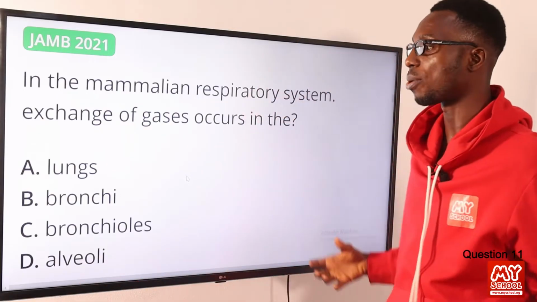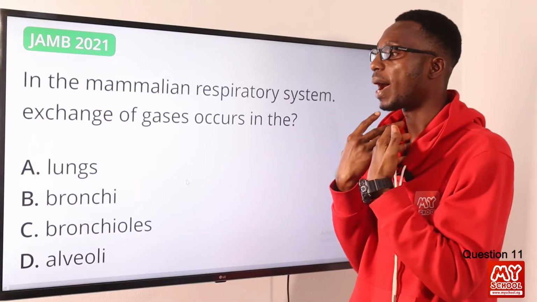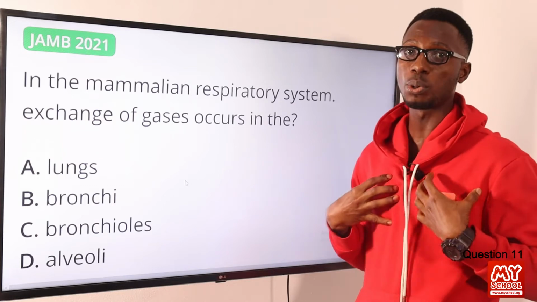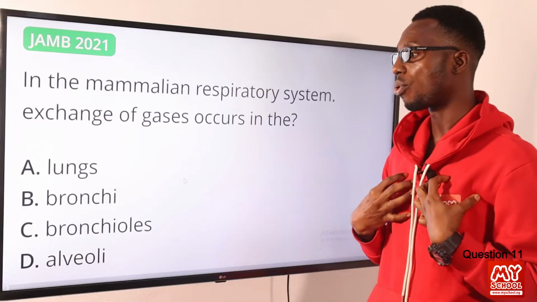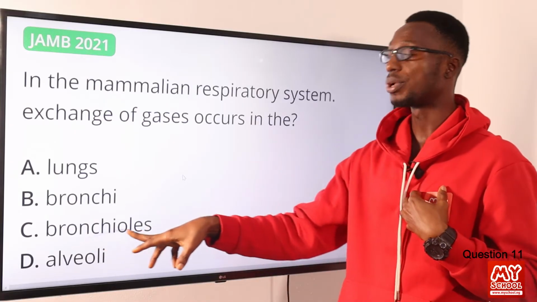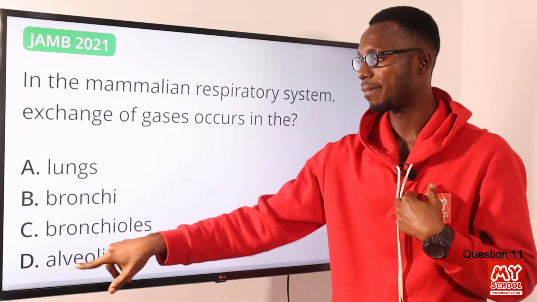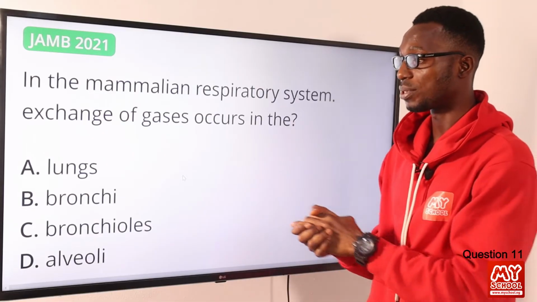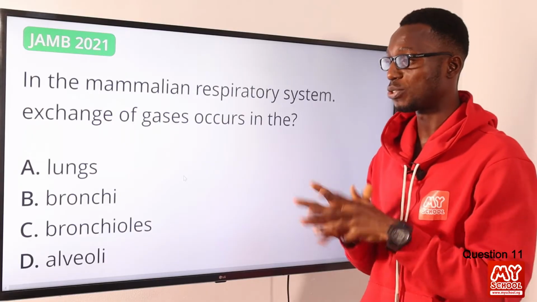If you want to look at the structural order, we'll take it from the windpipe, then we have your lungs. In your lungs we have bronchus, a bronchus here, a bronchus here. The plural is bronchi. Each bronchus now branches into bronchioles, and it is on these bronchioles that we have the alveoli attached to each of them as many sacs. So the correct option here is option D, the alveoli. That is where the exchange of gases takes place. Option D is the right option.